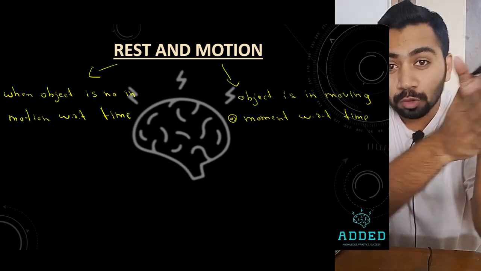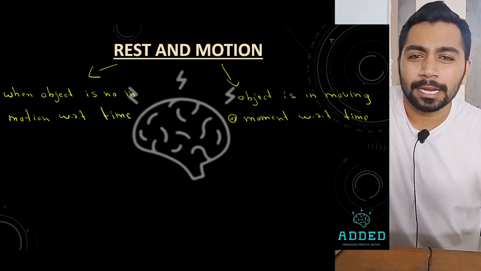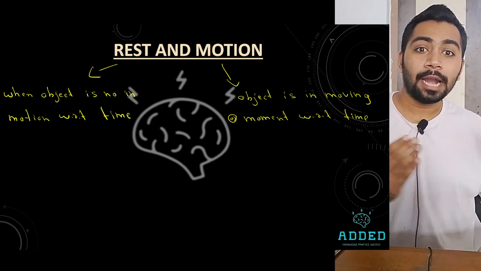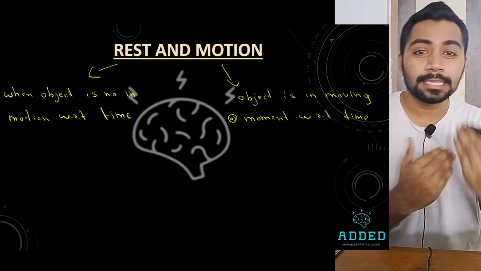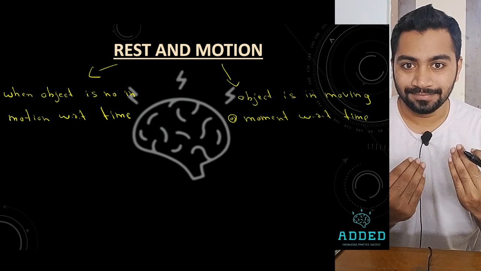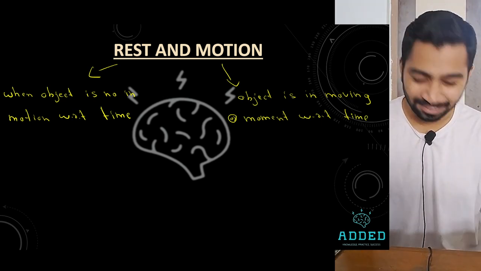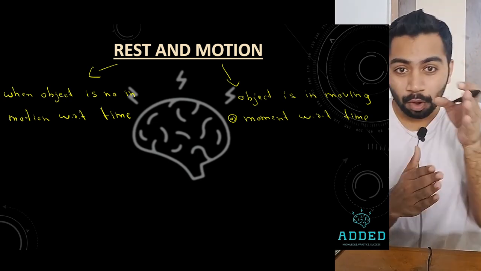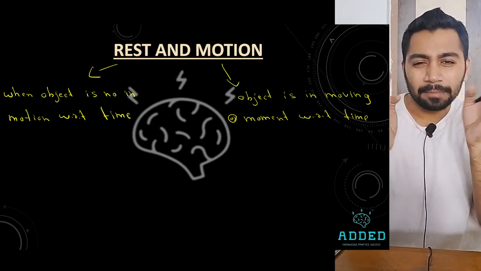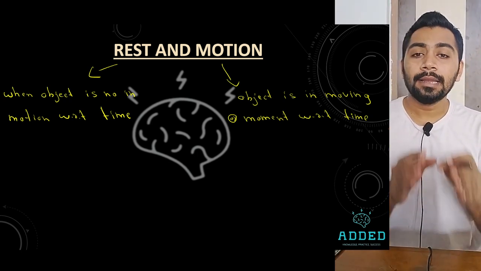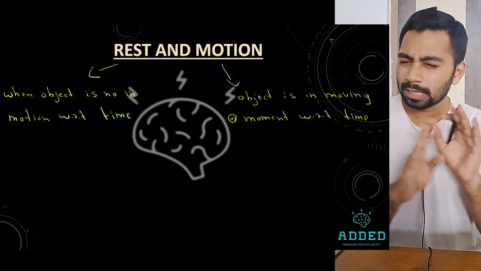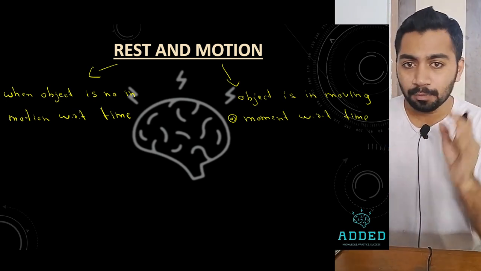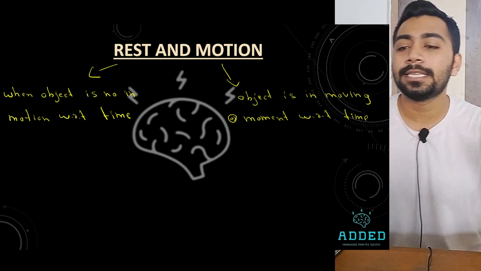Anything which changes its position with respect to time. 1 second, 2 seconds, 10 seconds, 20 seconds. I travel from here to Bangalore in 10 hours. 10 seconds? How can we travel to Bangalore in 10 seconds? No chance, right? So traveling from one point to another point in some time is called motion. And if we are sitting, nothing is changing, our position is not changing with respect to time. It is called rest.